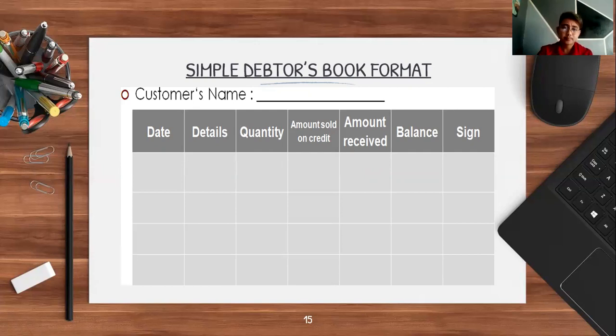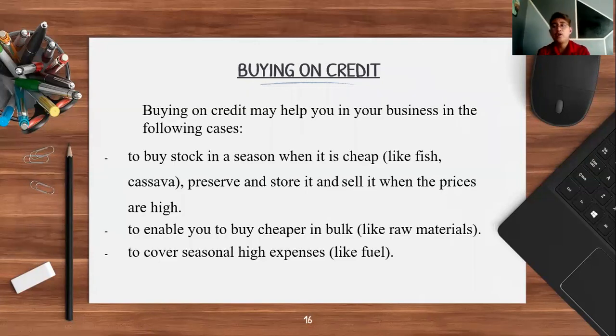Okay? So let's proceed sa buying on credit. So kanina selling on credit, ngayon naman buying on credit. So buying on credit may help you in your business in the following cases. So ito, tayo naman yung uutang sa ibang entity para sa negosyo natin. Okay? So first, you need to buy stock in a season when it is cheap like fish and cassava.